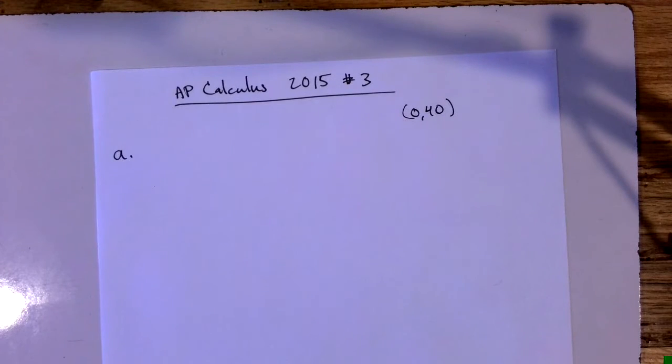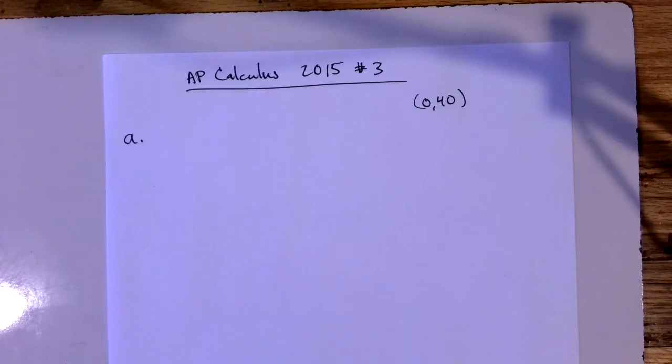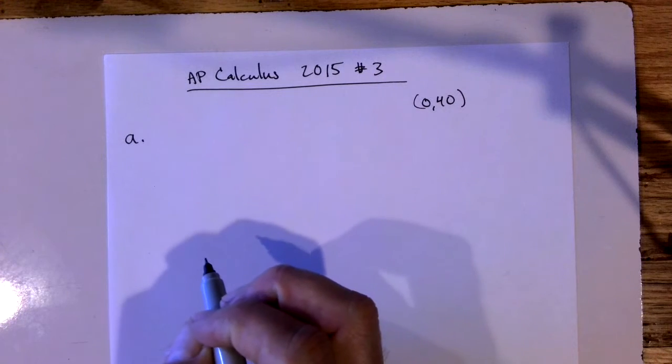Okay, calculus, we continue on. This is from 2015, problem number 3. You can see that you have a table in front of you. Again, I would encourage you to have these type of documents out with you as you're working. That's what I'm looking at so I can see the problem. You can see my work.